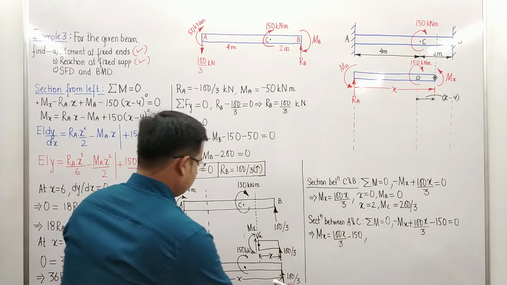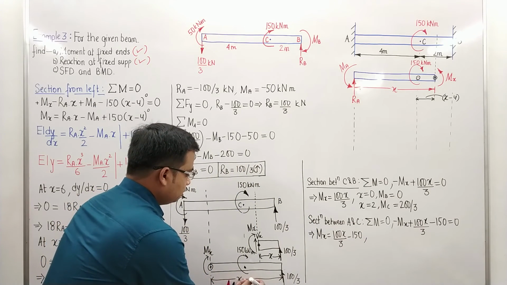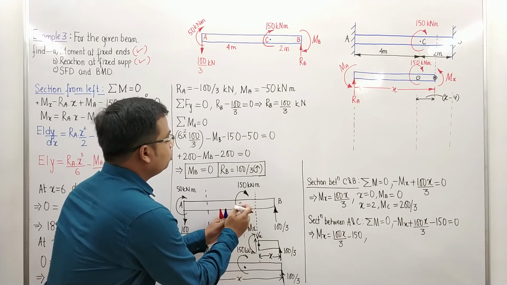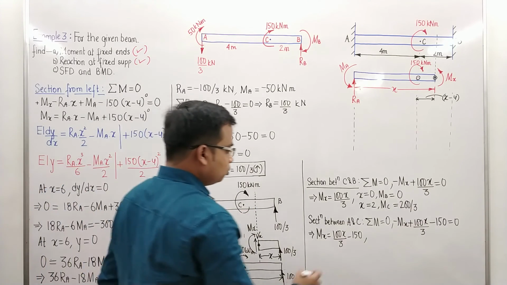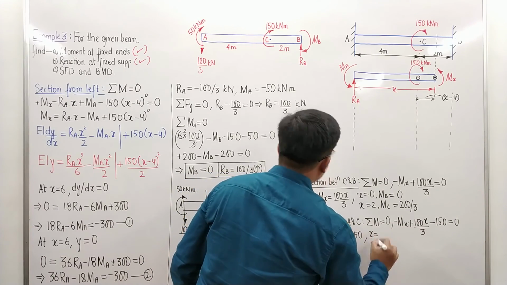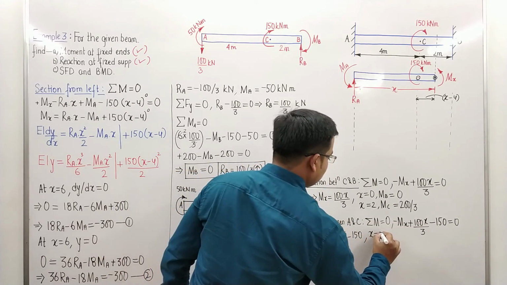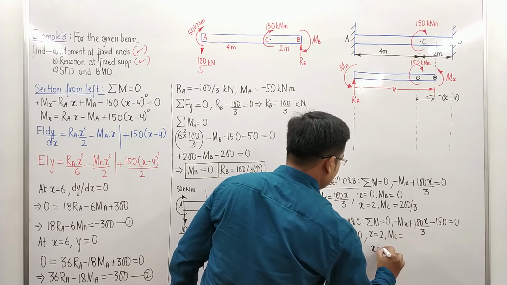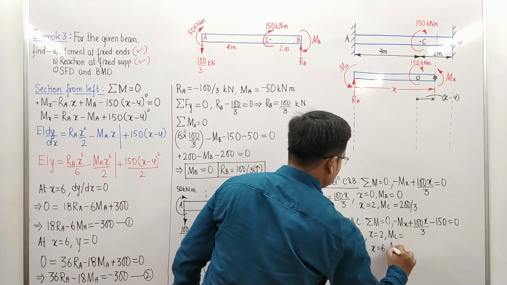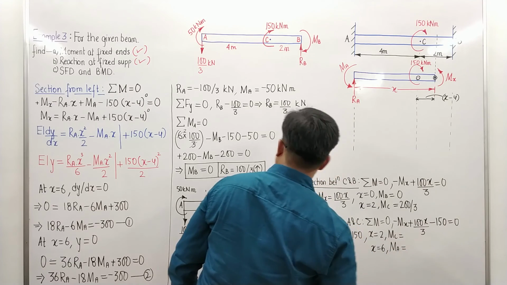Now, here is the slider. You compress it. At x is equal to 2, you will get the moment at C, and at x is equal to 6, you will get the moment at A. So just write this: x is equal to 2, you will get the moment at C. We shall find it out. And at x is equal to 6, we will have the moment at A, which we already know, by the way.